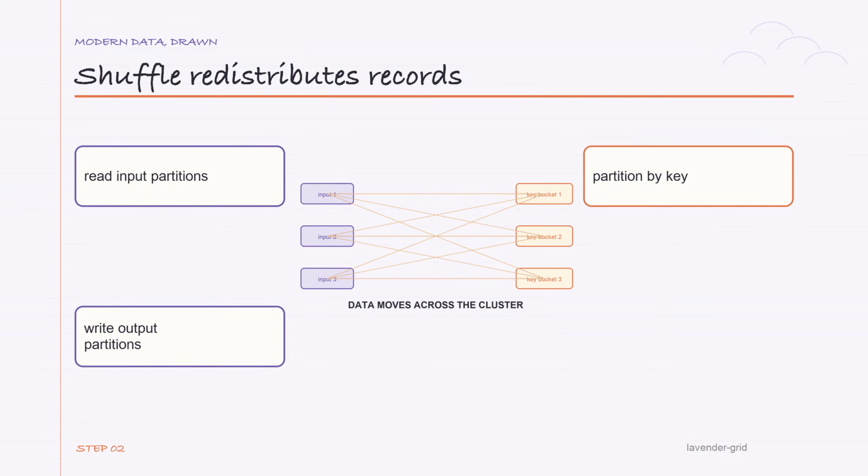With the previous step in place, the next piece becomes easier to see. A shuffle repartitions data so records needed by the same downstream operation meet in the correct output partition. This movement can cross executors and machines. Here is the simple picture to keep in mind.